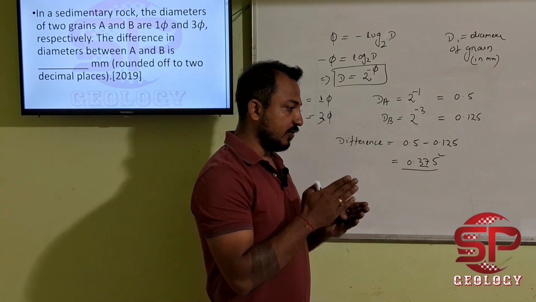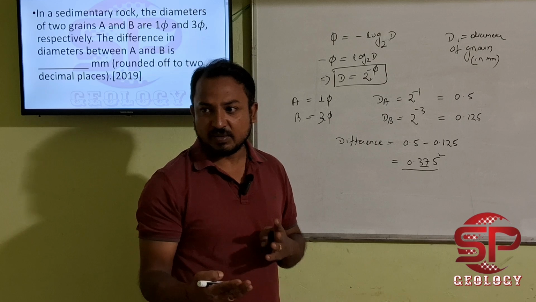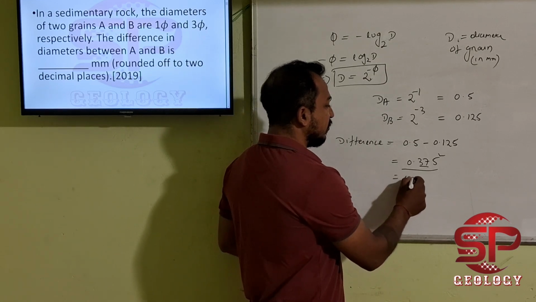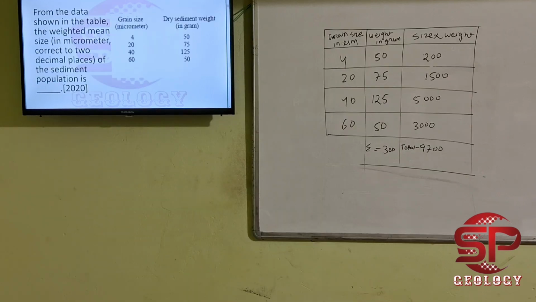If the third place is 5 or more than 5, the round up will become 0.38. So the answer will be 0.38.